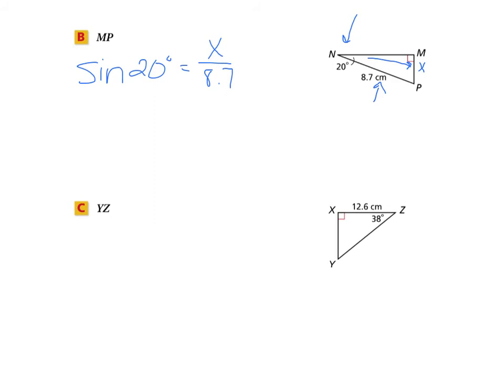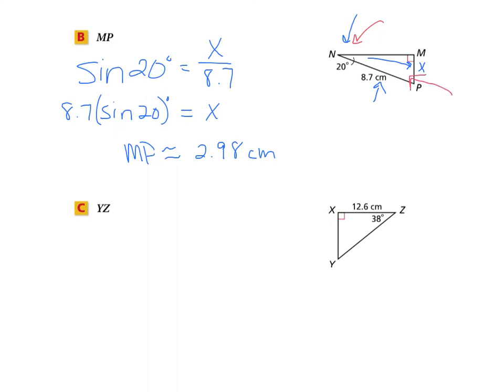I multiply both sides by 8.7. So 8.7 multiplied by sine of 20 degrees is going to give me the value of x. So if you actually figure that out, the length of MP would approximately be 2.98 centimeters. Now there's something to make note of here. If this angle is 20 degrees, what's this angle? It's 70.